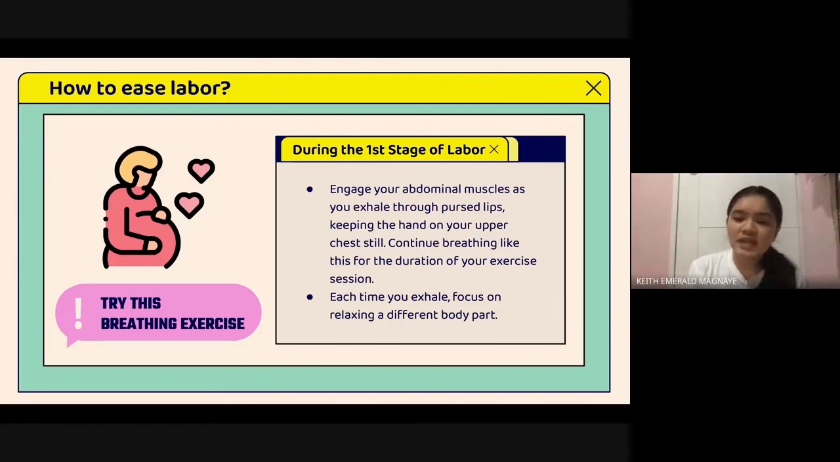Each time you exhale, focus on relaxing a different body part. For example, yung first time nyo pong mag-inhale, exhale, nirelax nyo po yung likod nyo. And then the next one naman po is yung thighs nyo. Try to relax different body parts po when you do breathing exercises.